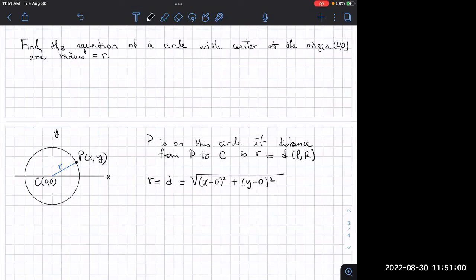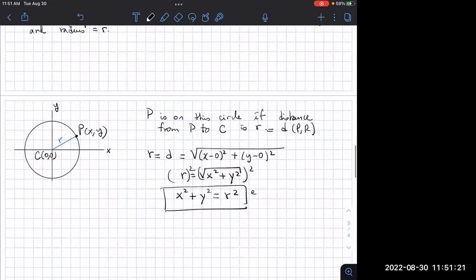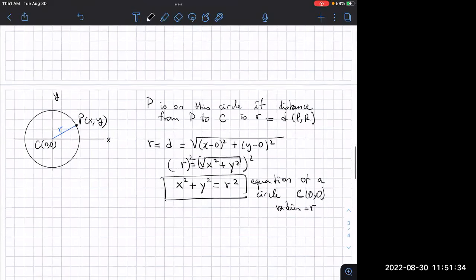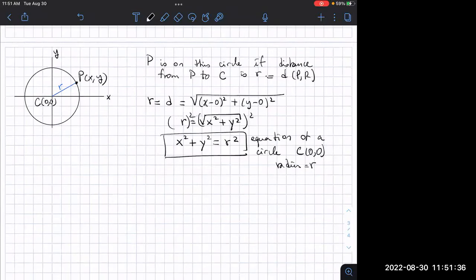And then we simplify, so we get r equals the square root of x squared plus y squared, because x minus 0 is x. And usually you get rid of the square root, so square both sides. So we get x squared plus y squared equals r squared. So this is the equation of a circle with center at the origin and radius r.